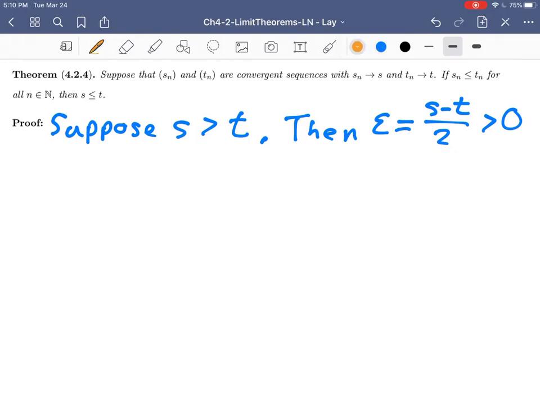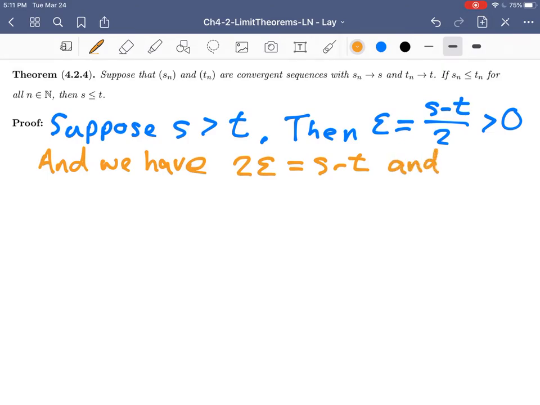With this, we would then have 2 times epsilon is equal to S minus T. And T plus epsilon equals S minus epsilon. All right, so we can add T to one side and subtract one of those epsilons from the other side. So T plus epsilon is equal to S minus epsilon.